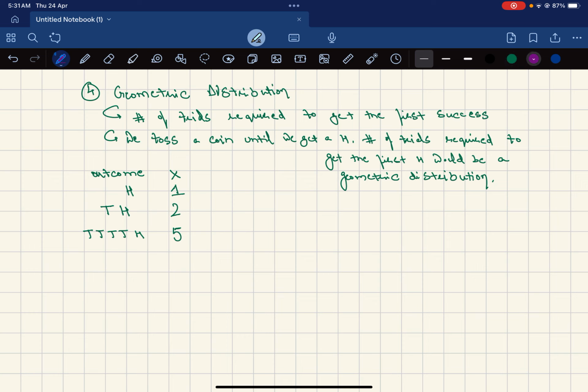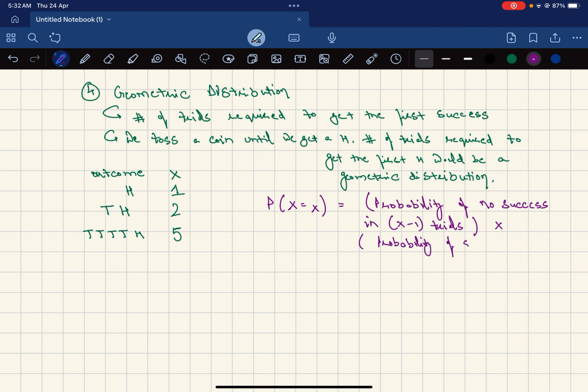Now to get the probability mass function of this particular distribution, I think till now one should be able to get the probability mass function on their own, but I'll be going through it anyways. So let us say we want to calculate the probability of the random variable X taking a value of x. What do we need? We need the probability of no success in x minus 1 trials, multiplied by the probability of success in the xth trial.